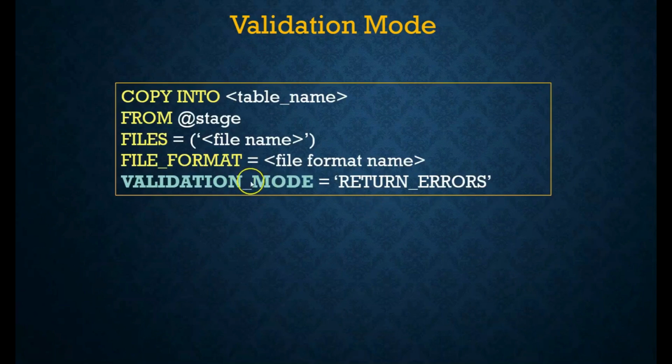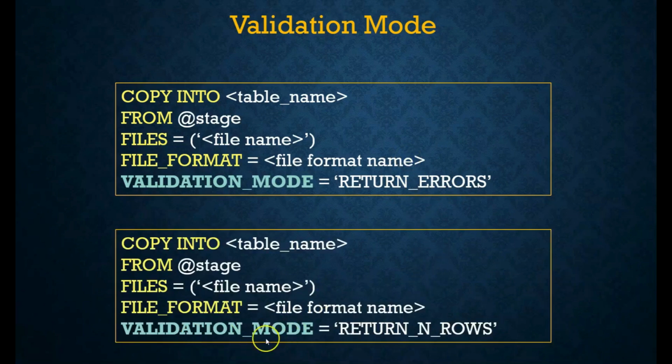Here is how it works. You simply add validation mode equals return errors to your command. What this does is skip loading the data entirely, and instead, it just checks for any errors, and returns them, if there are any. There is also another useful option called return n rows.